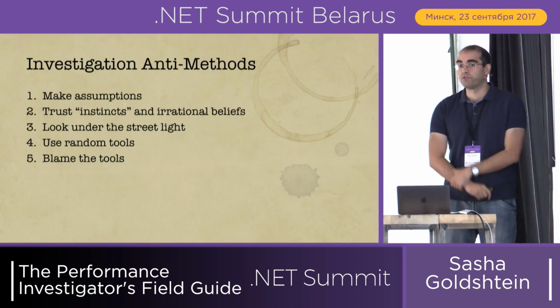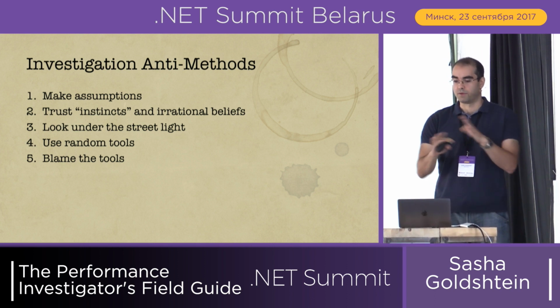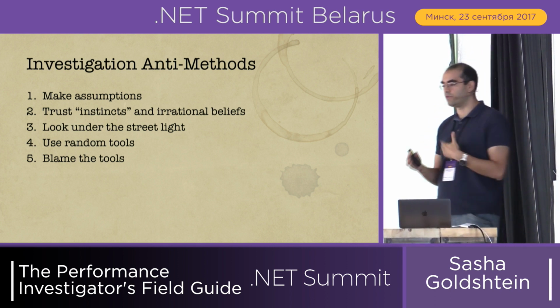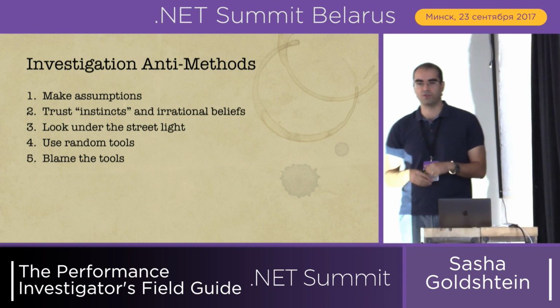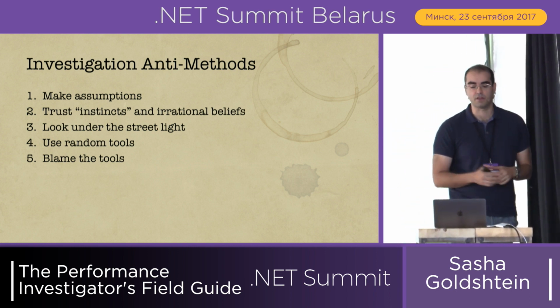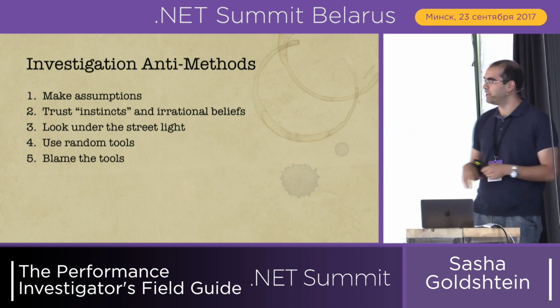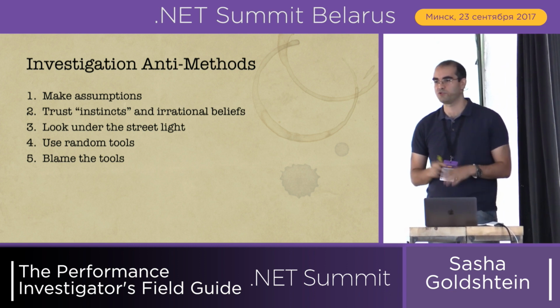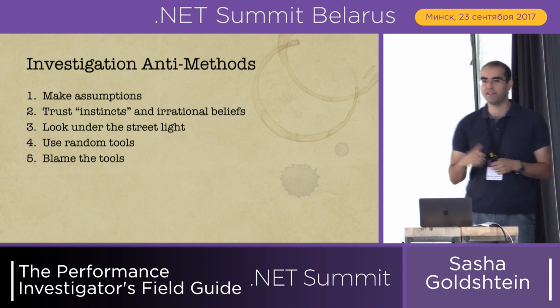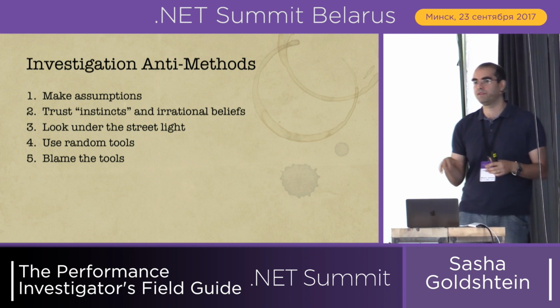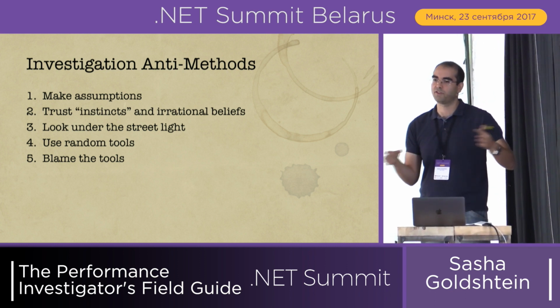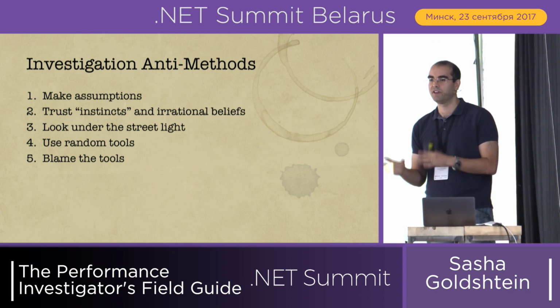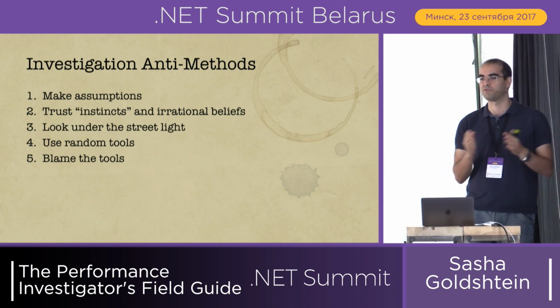So let's talk about the actual investigation then. We have those performance objectives, we have an idea of what the steps are, so let's take a look at some of the ways to conduct a performance investigation. And here are some anti-patterns, anti-methods, things you shouldn't be doing. I've gathered 5 examples, but there's a lot more. There's a lot of ways to do something wrong, and there's not a lot of ways to do something right.